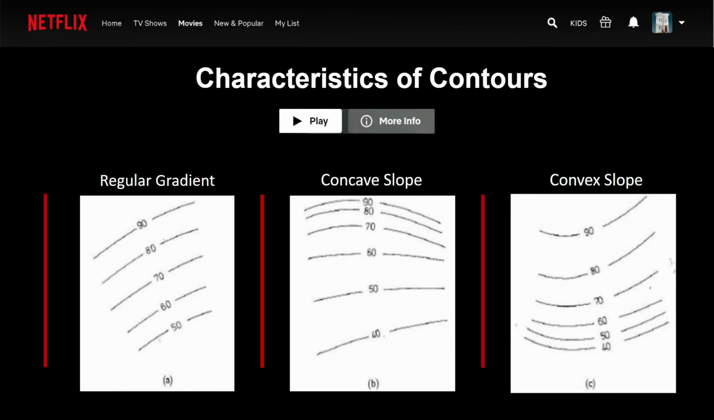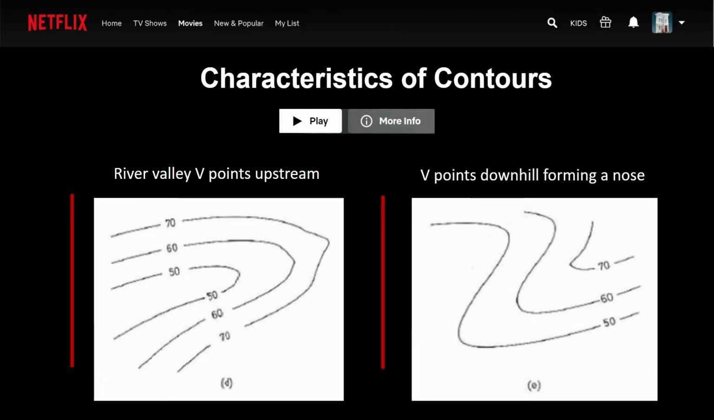Here we have the different types of slope contours. First off, we have the regular gradient, the concave slope and the convex slope. Next slide, please. And if you can see this in your topographic maps, the river valley V points upstream, and if the V points downhill, it is forming a nose. Next slide, please.